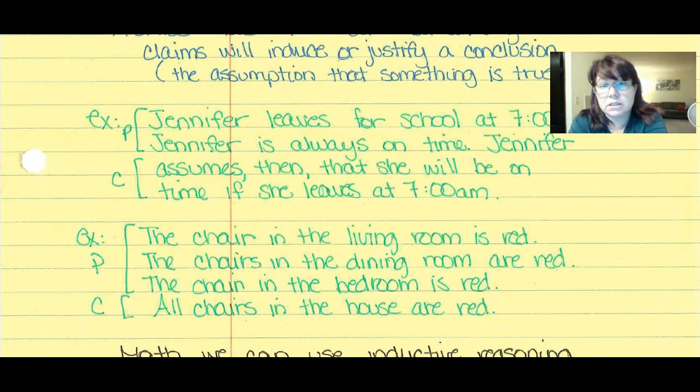Now again, on the surface, you might jump to the conclusion that that is true. All of the chairs in the house are red. But what if the house has a nursery and there's a rocking chair in there that's blue? We weren't given that information. Unless we specifically know that the only rooms that hold chairs are the living room, the dining room, and the bedroom, can we jump to the conclusion that all the chairs in the house are red? Something to think about.